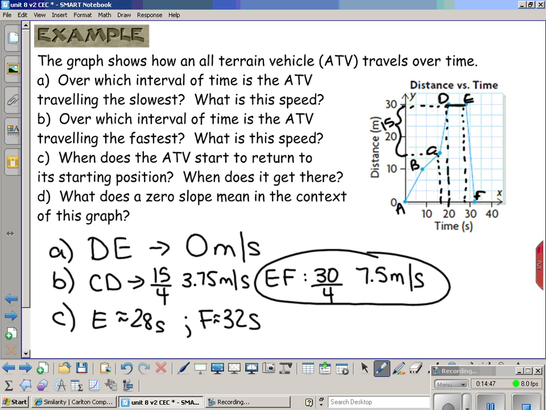And D, what does a zero slope mean in the context of this graph? So the zero slope is this part from D to E. What it means in the context of this question is that he is stopped. He is not moving, but time is still continuing. So his speed is 0 meters per second.